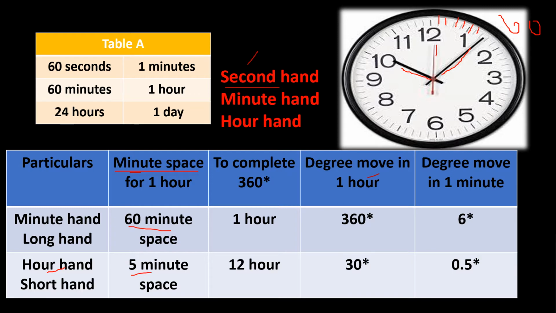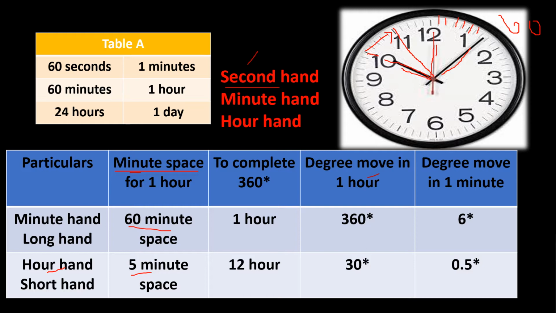Why? Because now the hour hand is at 10. If it is 10 o'clock like here, and then it becomes 11 o'clock, the hour hand will move only 5 minute spaces. So in 1 hour, the hour hand will cover 5 minute spaces.